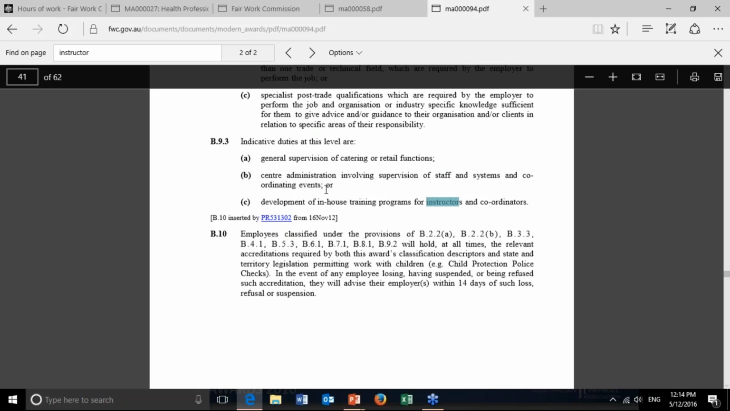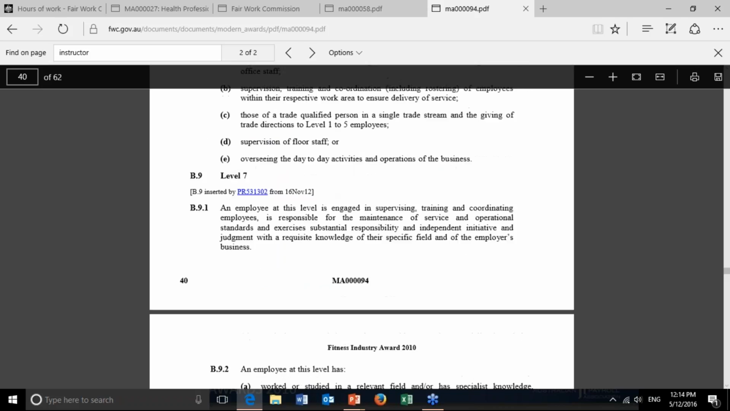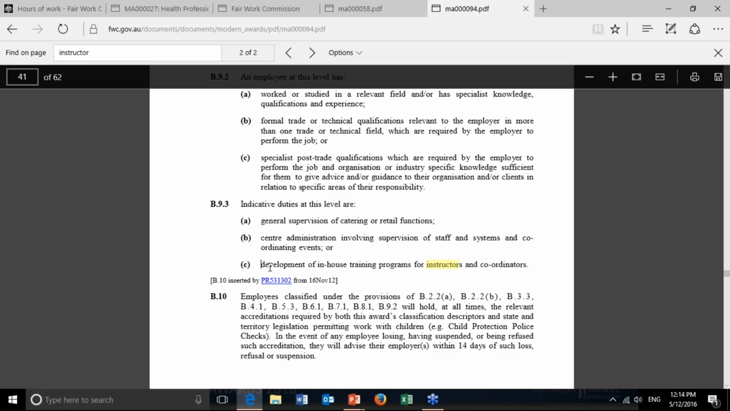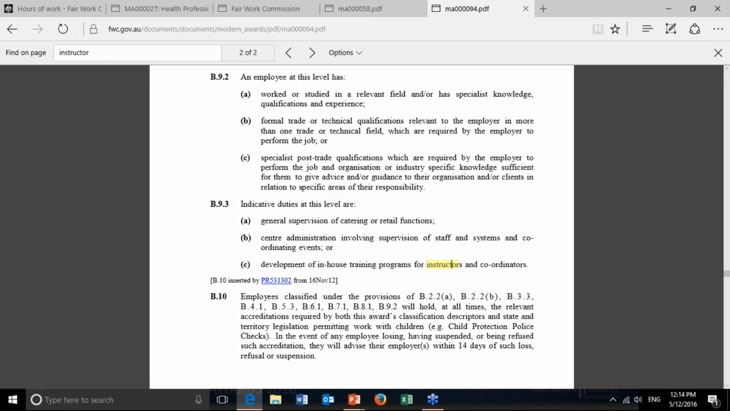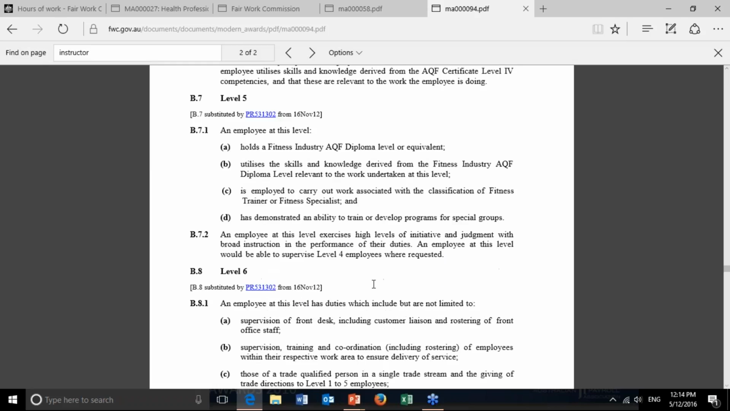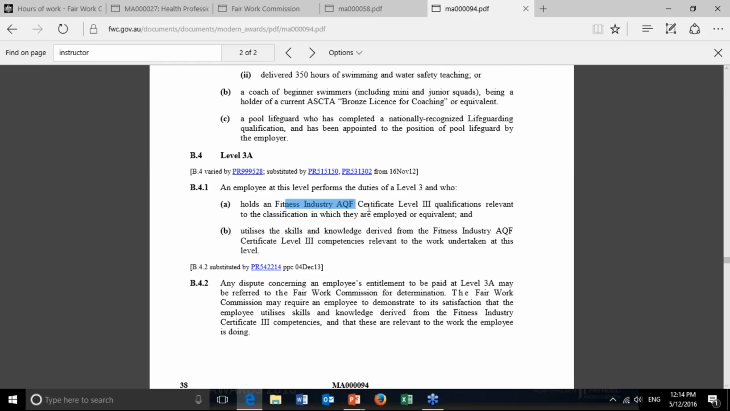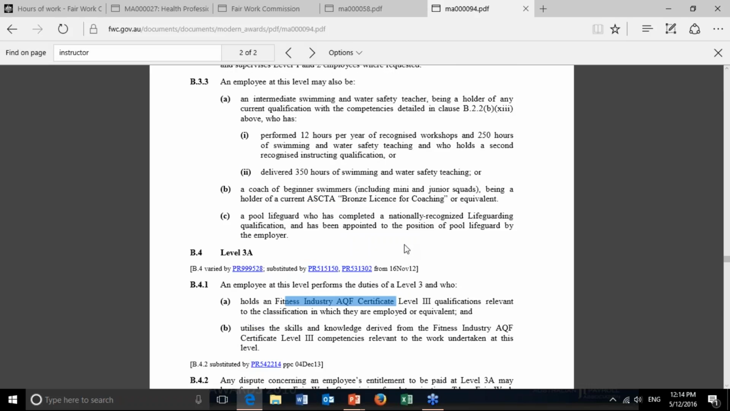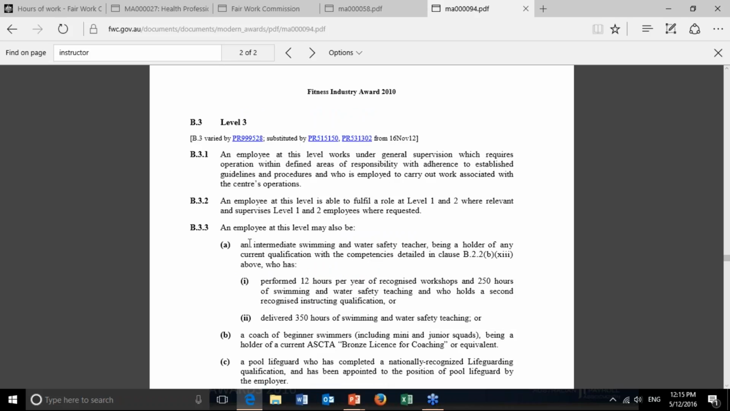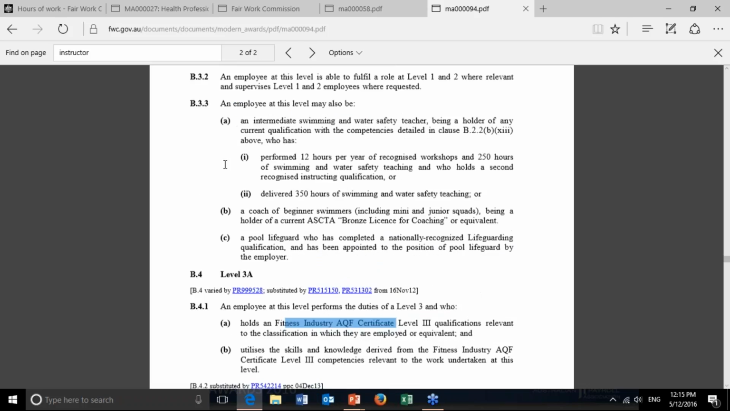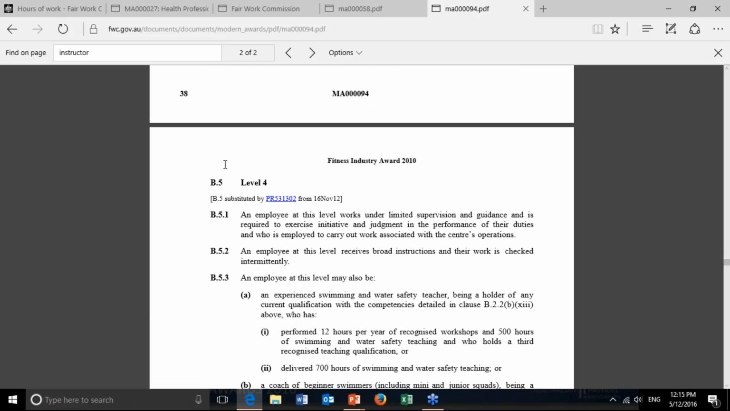Are these the classifications? A level 7. It does talk about instructors. So it's indicative duty. Someone would develop in-house training programs for instructors and coordinators. I suspect they would be covered by this award. Let's have a quick look at whether they possibly hold qualifications. It depends also whether they hold their qualifications. Swimming safety, general supervision. I suspect those instructors aren't working under supervision. And whether or not they have the relevant qualifications.